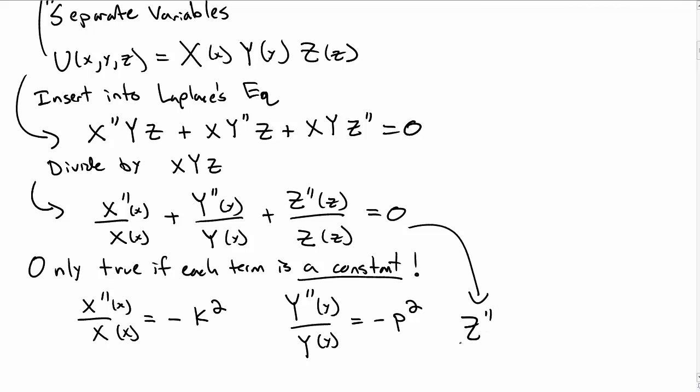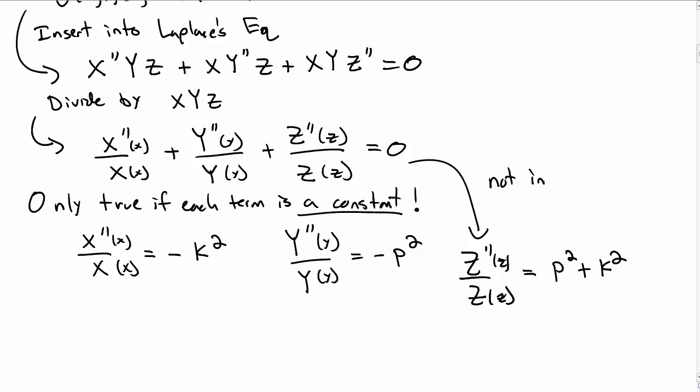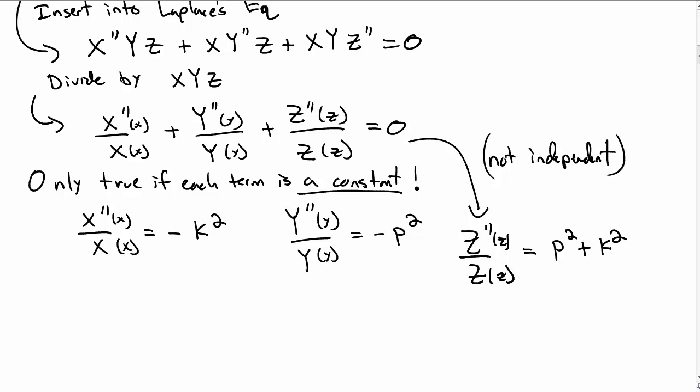For z, you in principle have the same thing, but Z is not independent of the others, because all of them have to add up to 0, and so we can write the z equation as Z double prime over Z is equal to p squared plus k squared. Again, because it's not really independent of the x and y. We can't choose that constant independently.